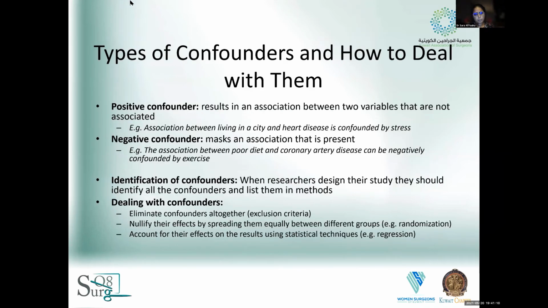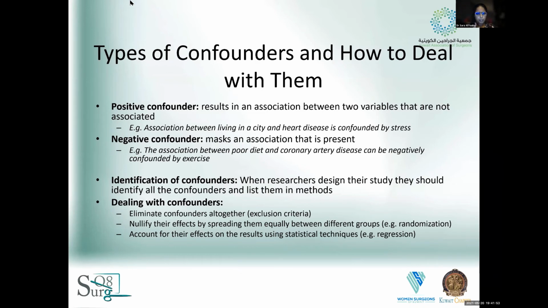And confounders are not just positive confounders, which I just mentioned, which is something that results in an association between two variables that are not associated. You can also have a negative confounder. A negative confounder is the opposite. There is an association, but it hides it. The example I give here is if you're looking at the link between poor diet and coronary artery disease, if you don't account for exercise, then this can hide that effect. So your aim really as a critical appraiser is to identify the confounders and look at whether the research design addressed them, and did they list them in the methods?